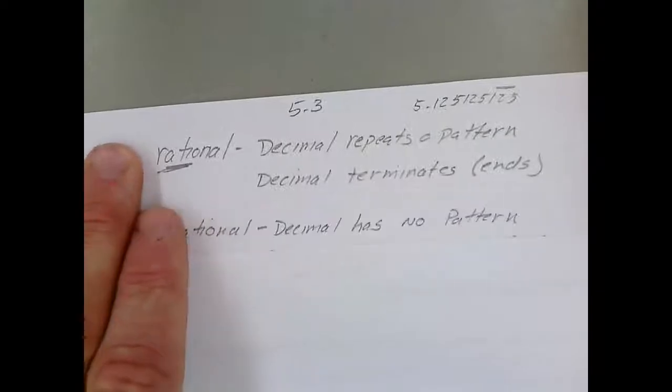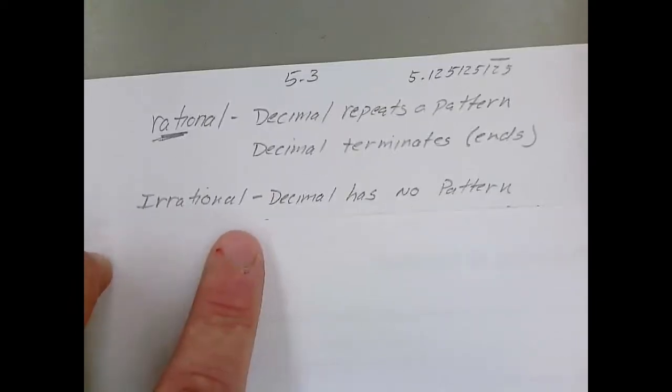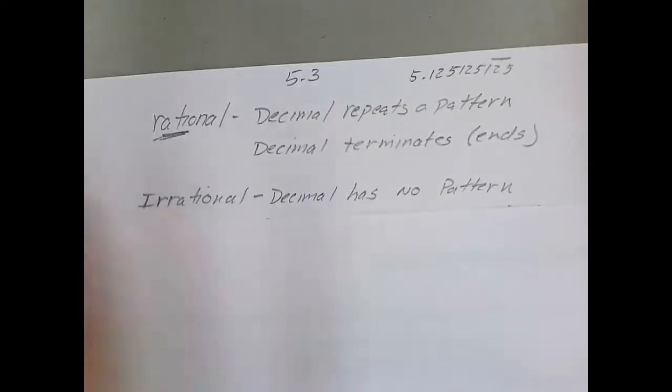The other is an irrational number. That means that you can't write it as a fraction or ratio. Sorry about the bell. The decimal has no pattern.